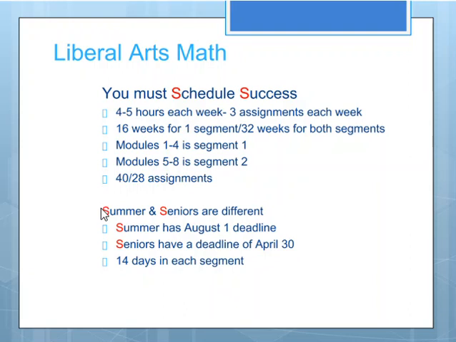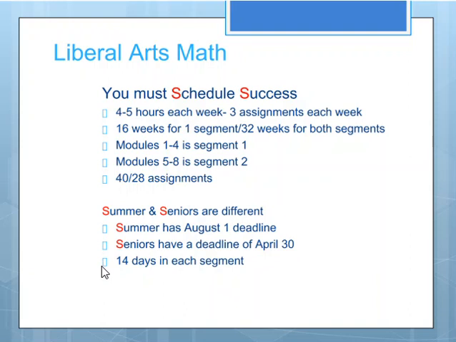S also stands for summer and seniors. The schedules are different if you are taking the class over the summer or if you are a senior. If you're taking the class over the summer, you have an August 1st deadline. So what that means is you want to take the number of assignments you need to complete and divide it by the number of weeks there are until August 1st. That's how many assignments you're going to complete each week. And then if you are a senior, you have a deadline of April 30th. You're going to take the number of assignments you need to complete and divide it by how many weeks there are until April 30th. And that's how many assignments you're going to complete.